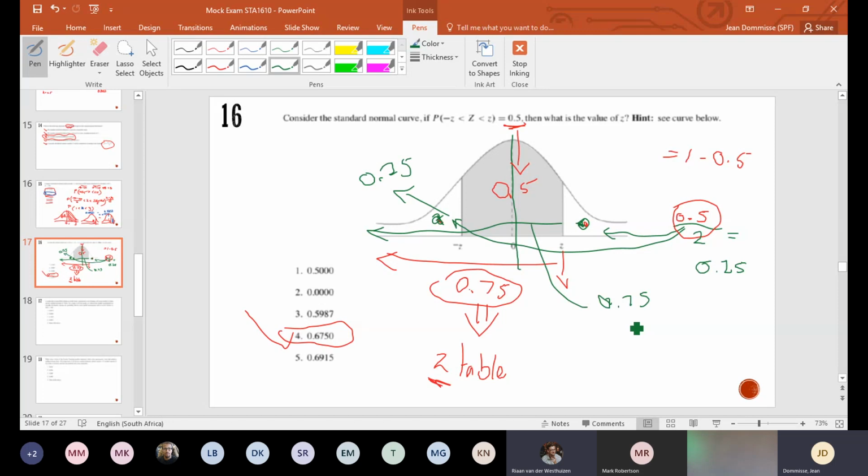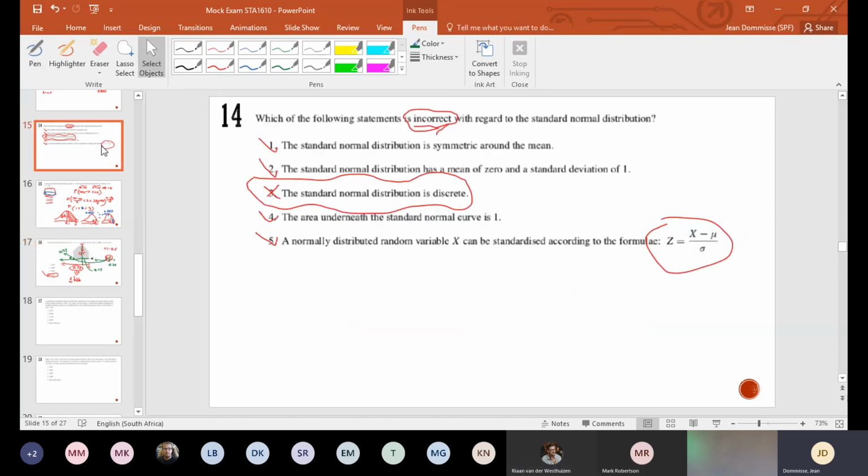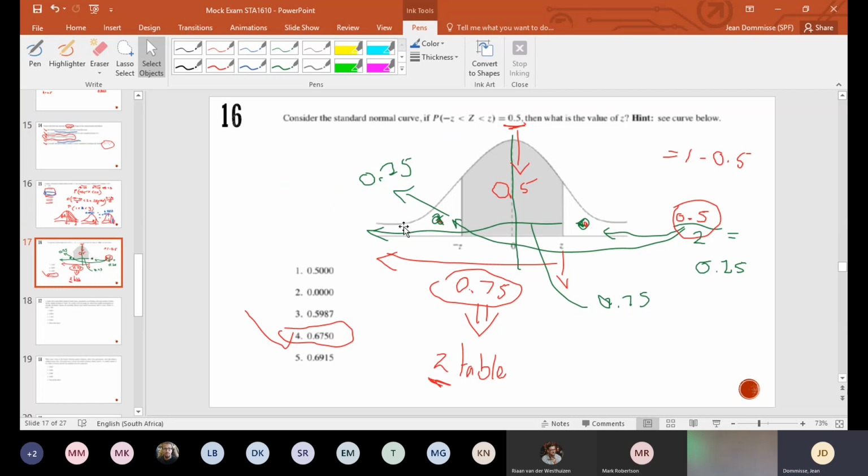Got it. So what they are actually testing in this is a few things. They are testing that you know what symmetric means. They're testing that you know that everything underneath a curve is equal to 1, so that you can work out what the other size is, or basically what that portion of the graph is. Okay, happy with that? Thank you so much. Yeah, that helps a lot.